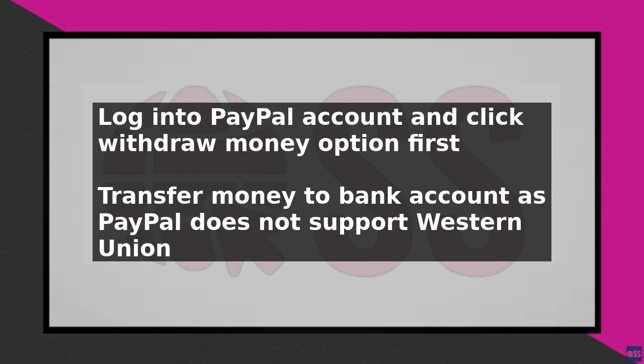Once the money is in your bank account, you can use Western Union's online service or visit a physical location to initiate the transfer. To use the online service, go to the Western Union website and click on the Send Money option. Enter the recipient's details, including their name and location, and select the payment method as bank account.